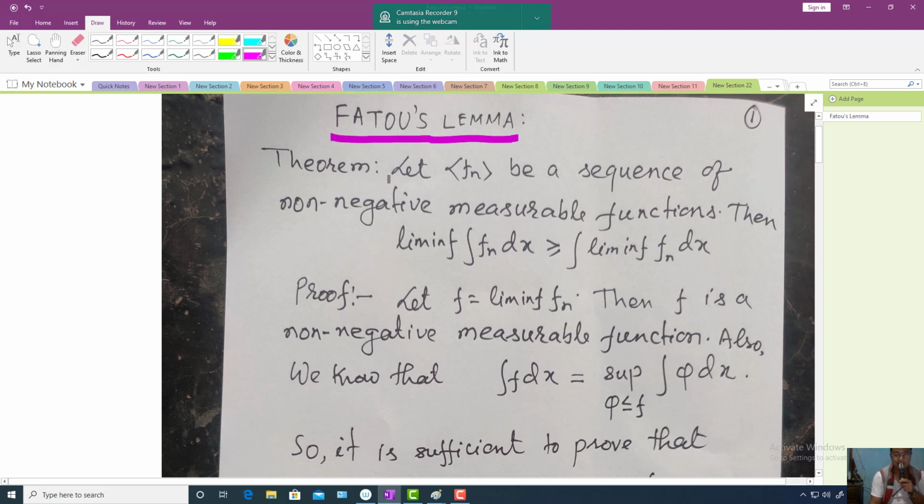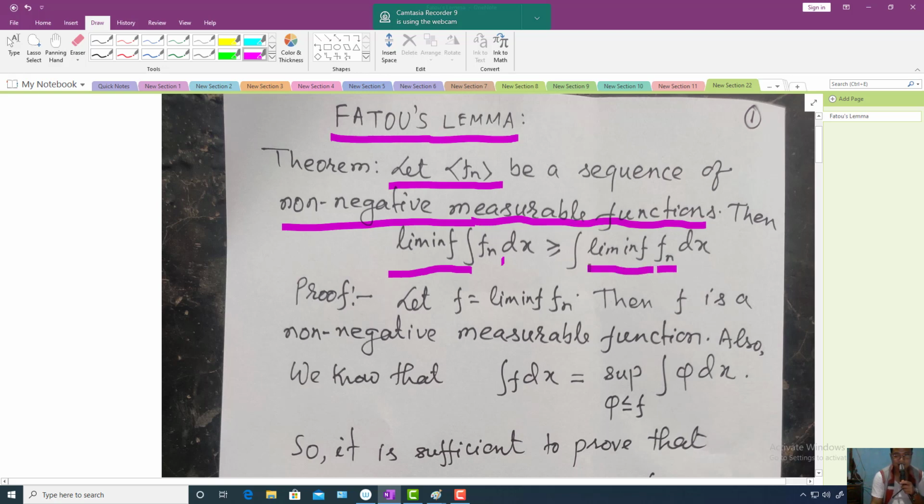What the statement says is that Fn is a sequence of non-negative measurable functions. Then the conclusion of the theorem says that the limit infimum of the integral of Fn dx is greater than or equal to the integral of limit infimum Fn dx. Limit infimum Fn(x) is a function. The integration of this function is bounded by this real number.